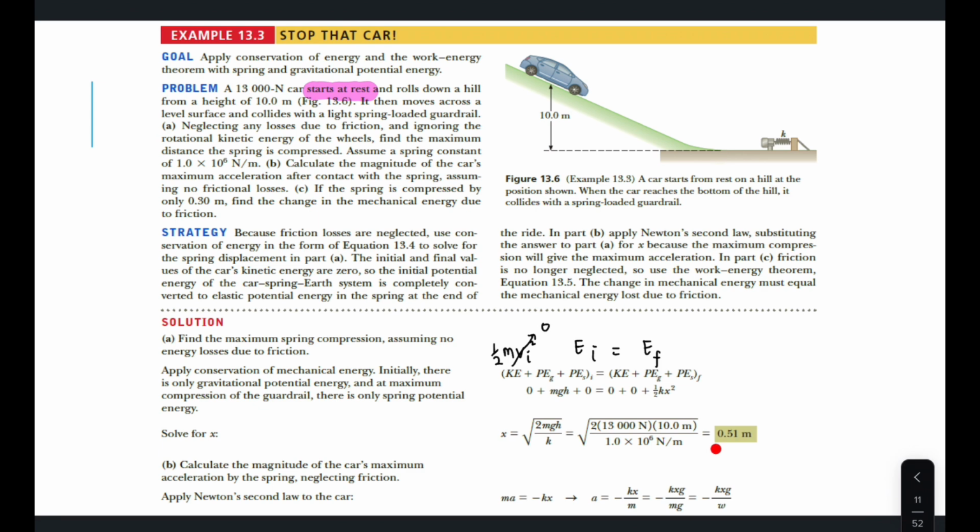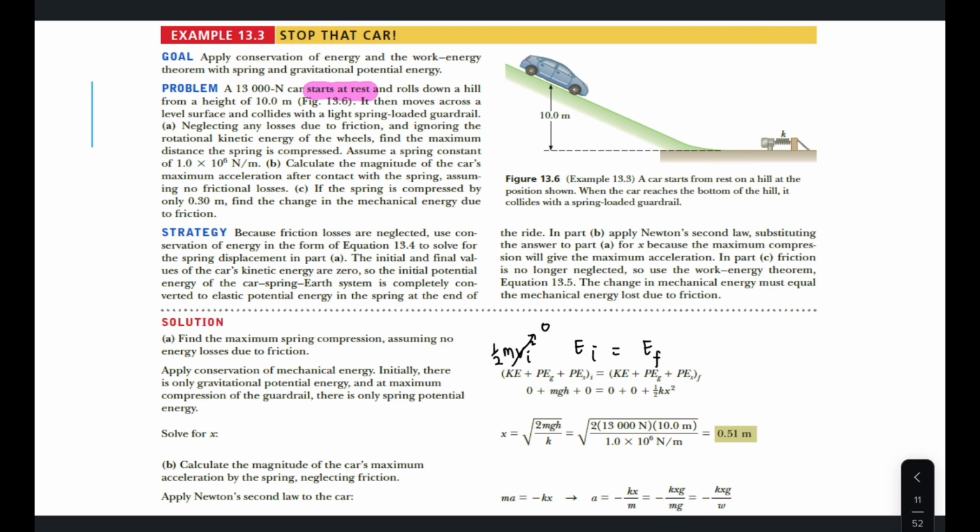Okay, part B, calculate the magnitude of the car's maximum acceleration after contact with the spring, assuming no frictional losses again. So we are going to use F s equivalent to F net, which is m a equivalent to negative k x. So a equivalent to negative k x over m. And our m is not directly given to us, it is the m g, right? So we have to use the m g. Whether you do it aside by itself to calculate the m firstly, or you can put it in like this straight away.